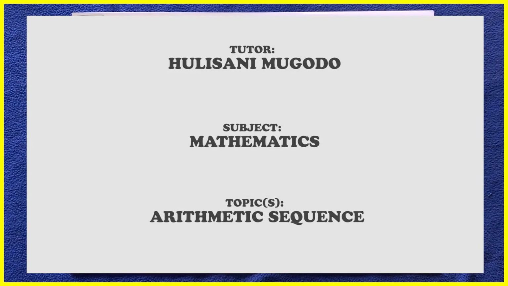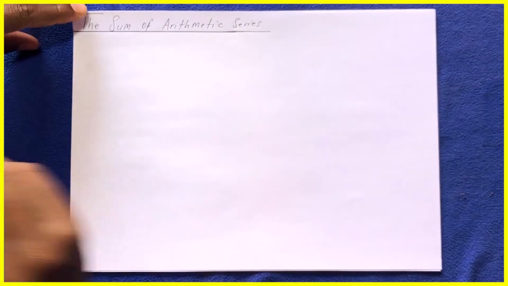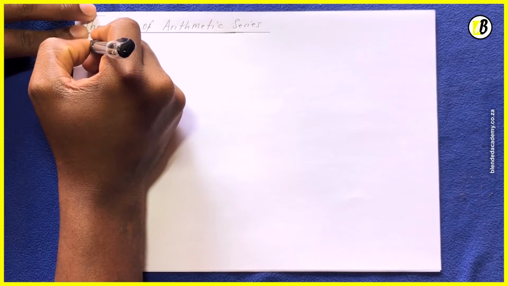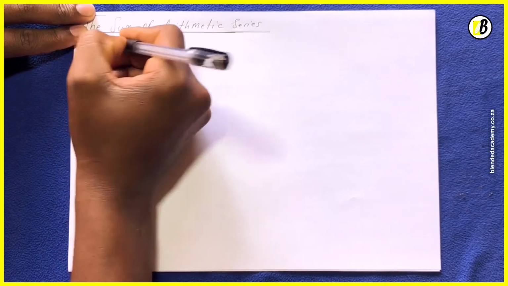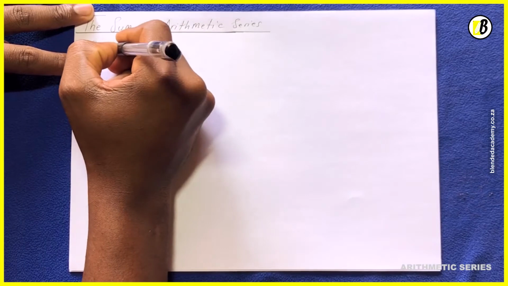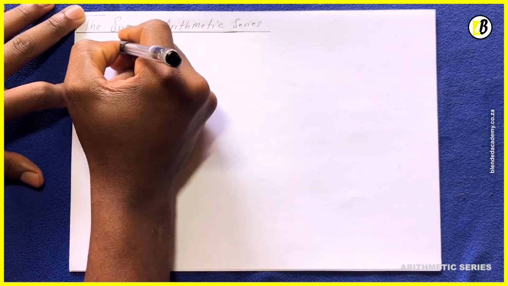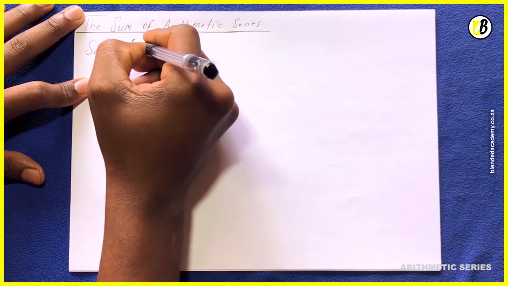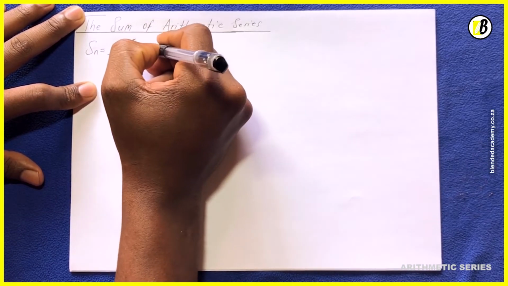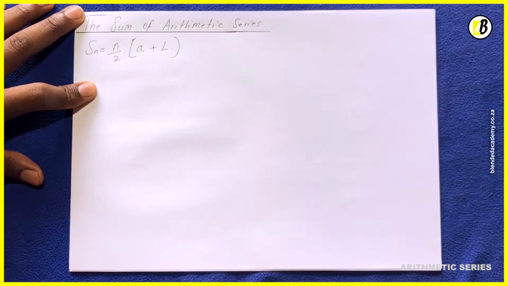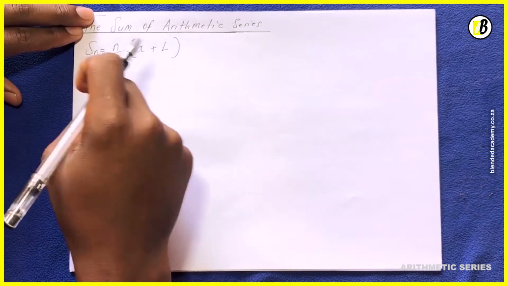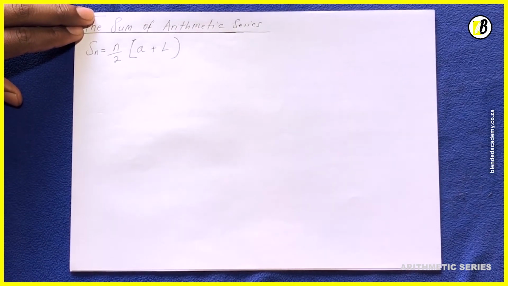Hello guys, today we are going to learn how to derive the sum of the arithmetic series, right? The formula of the arithmetic sum is represented as follows. Sn is equivalent to n divided by 2, open bracket, a plus l, right? Now, in our lesson today, we are going to learn how to derive this formula, right?